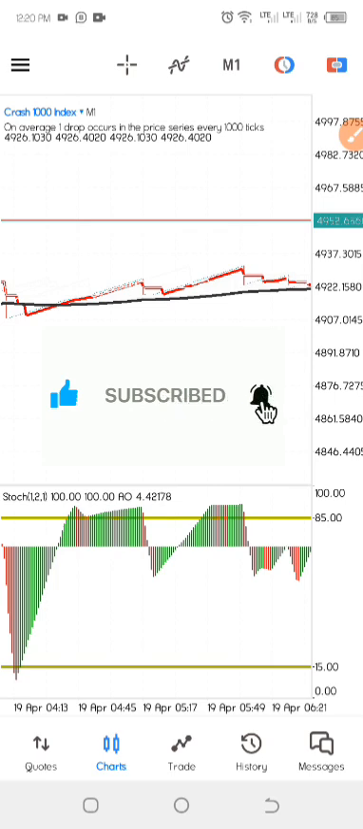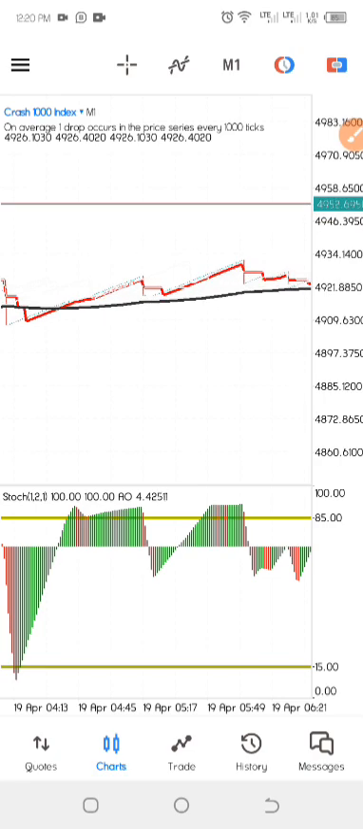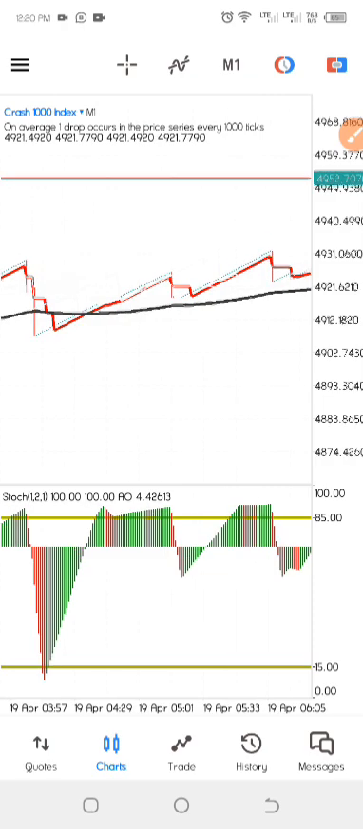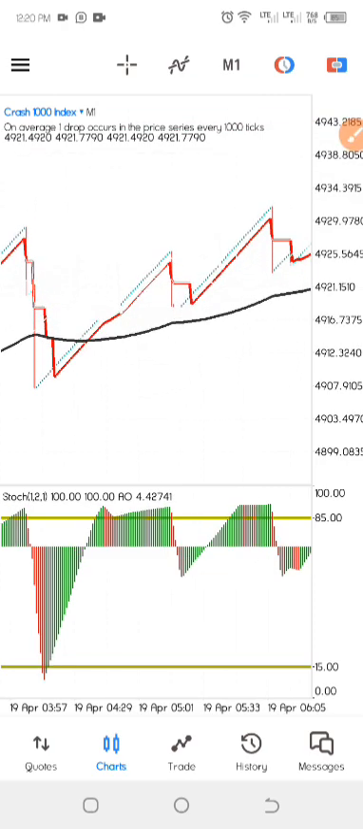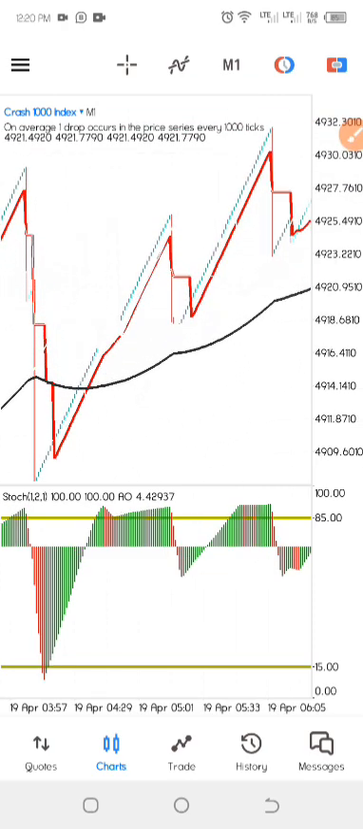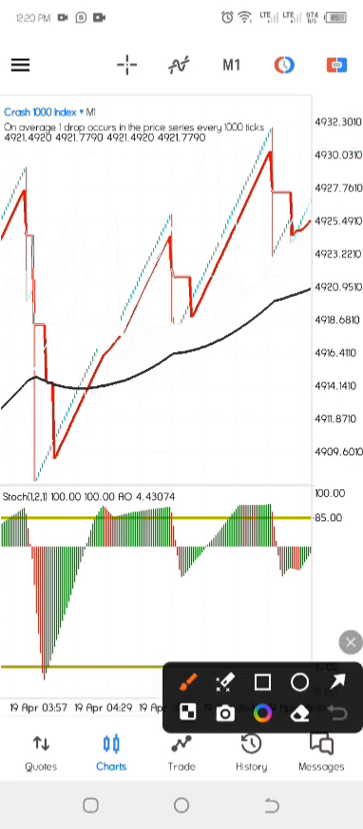So with that being said, let me show you the settings of the strategy. That's the first thing we are going to be discussing in this video, and then we're also going to be discussing how you can use this strategy. So without wasting our time, let's go straight to the settings of the strategy.